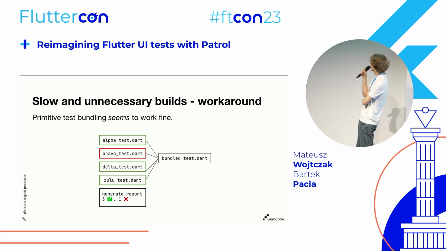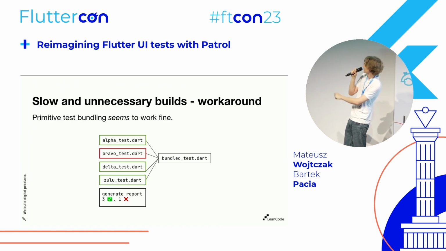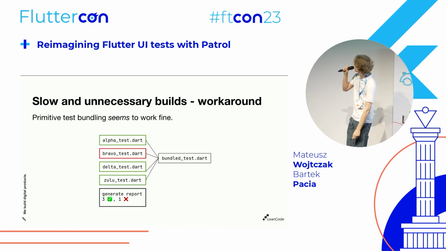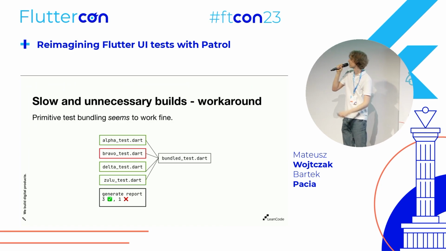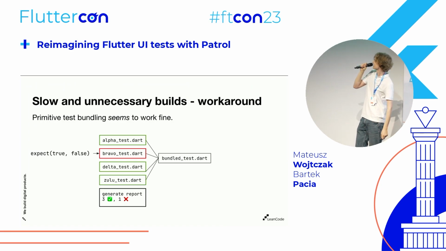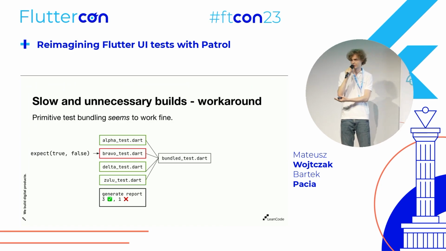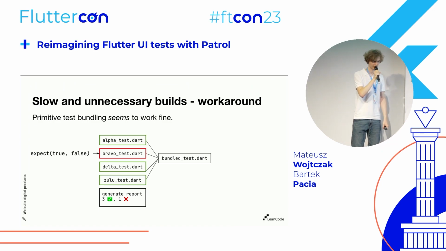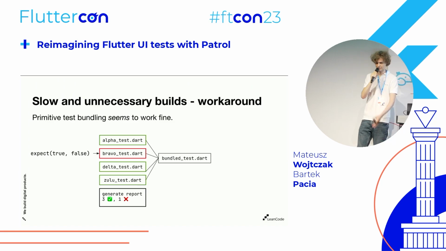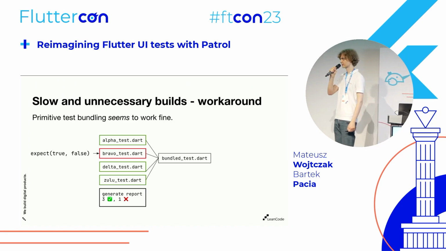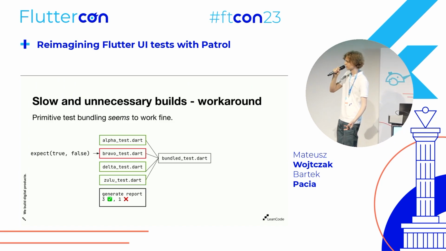So let's see what happens when a test fails. Here we have a few tests, so time flows from top to bottom. Let's say that Alpha test is executed first, then Bravo test is executed, and in this case, Bravo test fails, maybe because some assertion failed. And nothing bad really happens at this point. We execute subsequent tests and we get a nice test report. So, okay so far.